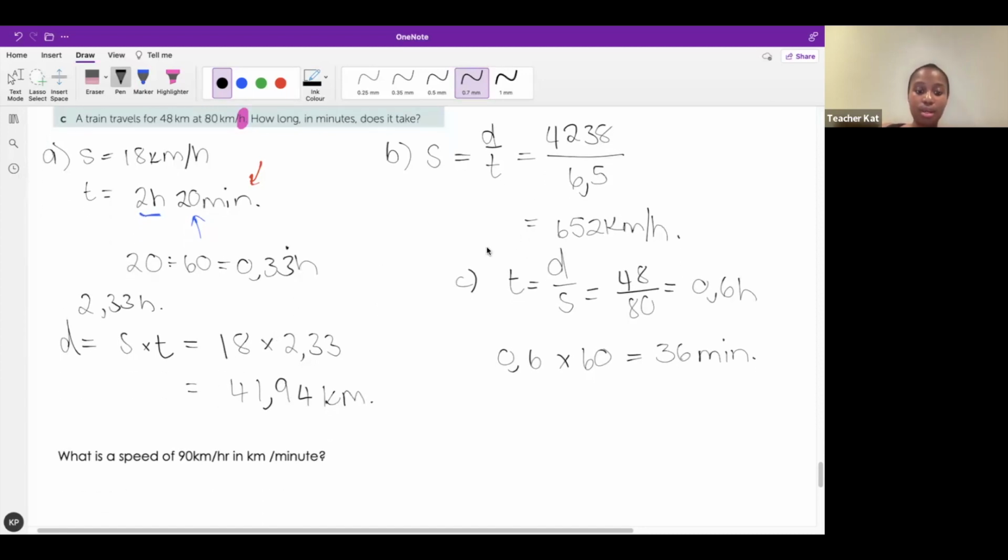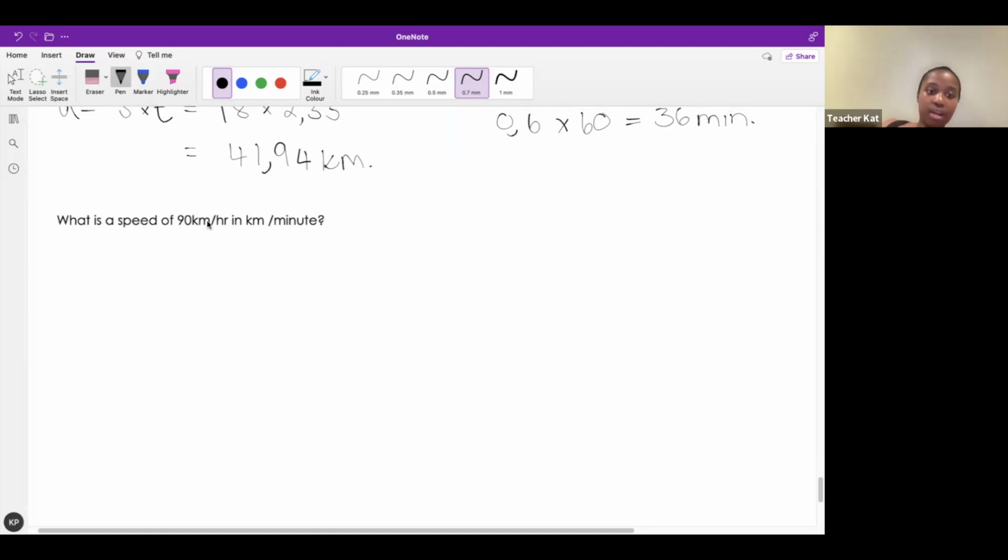Okay, guys. I'm going to do one last one. Speed of 90 kilometers an hour in kilometers per minute. At least we're only converting one. Okay, the kilometers stay the same. But the 1 hour has to change to minutes. How do I go from hour to minutes again? We just did it. Hours to minutes. We're just converting here, guys. Times 60.